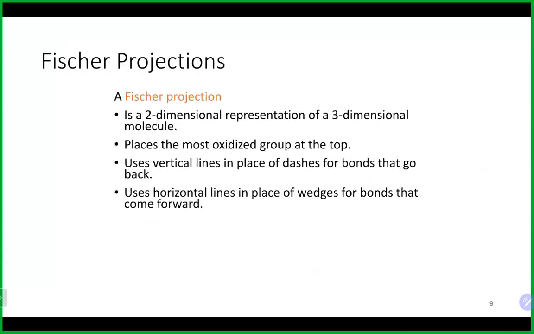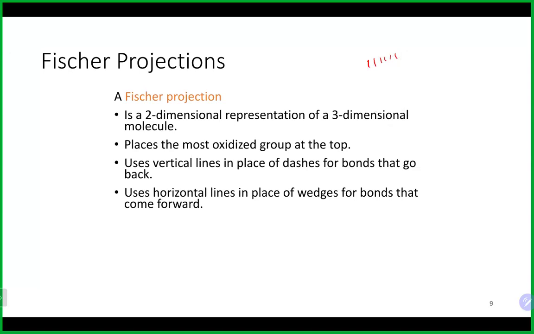Now, sometimes we do see what are referred to as Fischer projections, and Fischer projections are used to draw a 3-dimensional structure in 2 dimensions. It places the most oxidized group up on top. In the case of carbohydrates, as we will see, that's going to be our carbonyl carbon that we saw in organic chemistry, the carbon-oxygen double bond, and that's usually towards the top. They use vertical lines in place of dashes for bonds that go backwards. So you might sometimes see somebody draw a picture where they have dashed lines, and that implies it's going behind the board or paper.